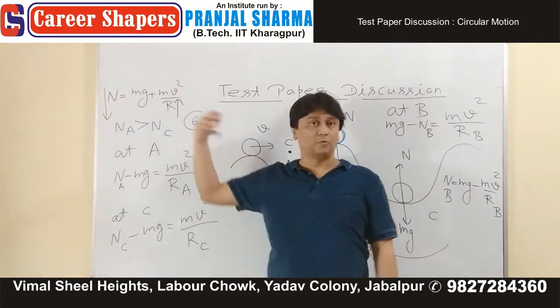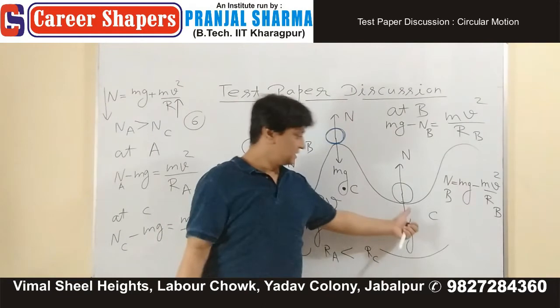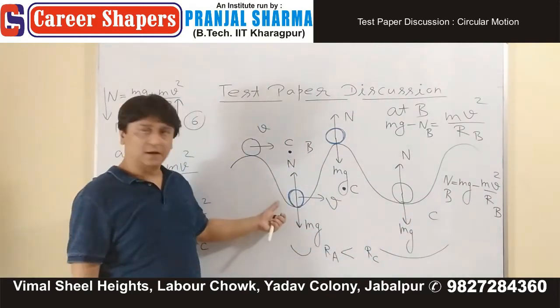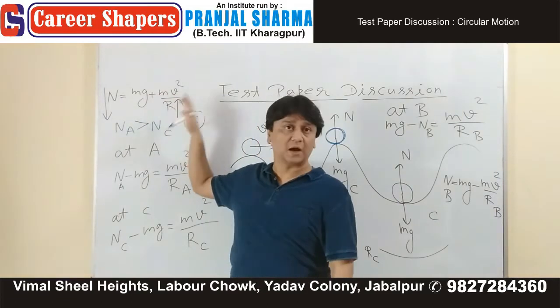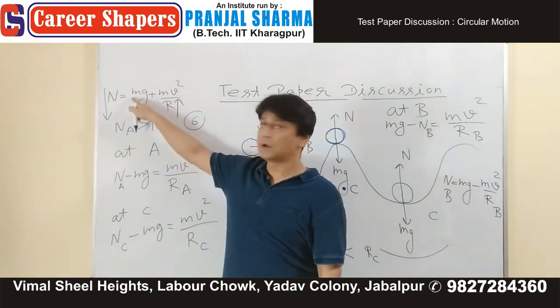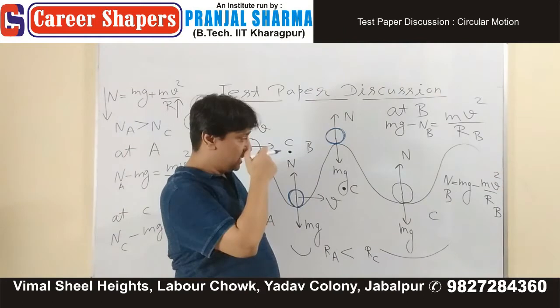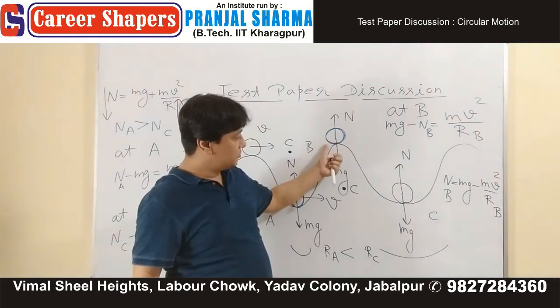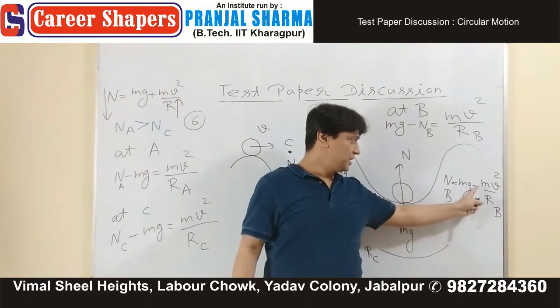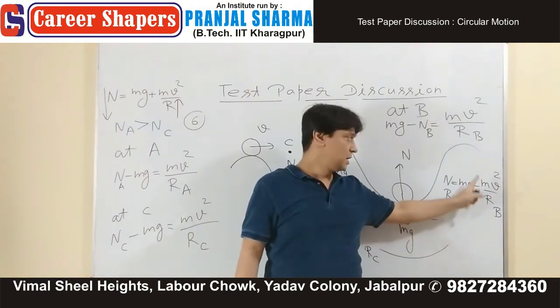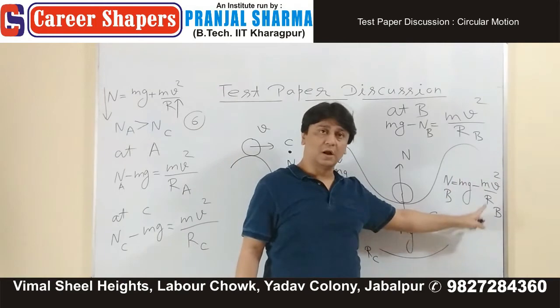Mg plus... Whether you are at C or at A, it doesn't matter. You're always adding the term mv square upon r to mg. Whereas for this point, the normal reaction is mg minus mv square upon r.